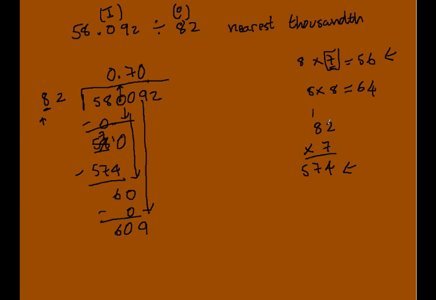So look at this. When we did 82 times 7, we got 574. So all we have to do now is check 82 times 8 to see what we get, so we can know how many times 82 goes into 609. So 8 times 2 is 16, carry a 1. 8 times 8 is 64, plus 1 is 65. So it's still going 7 times, because 656 is too big. So 82 doesn't go into 609 8 times. 82 goes into 609 7 times. 7 times 82 is 574.